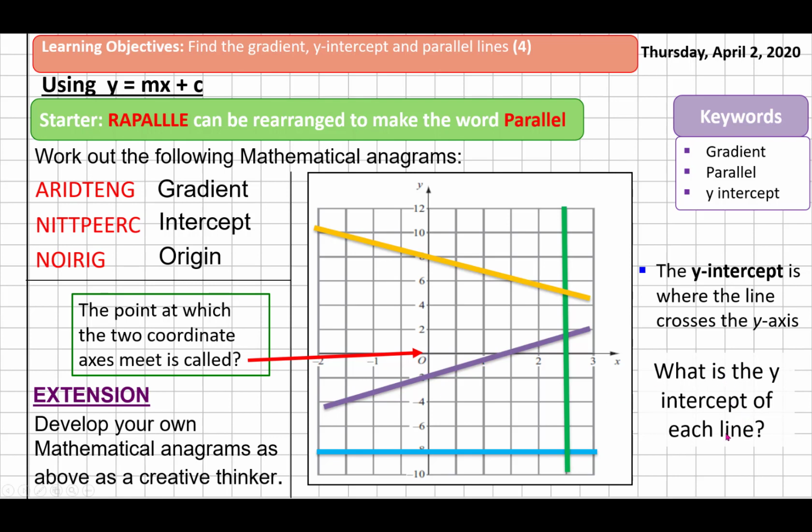What is the y-intercept of each line? I'm going to help you here. That's where it crosses the y-axis, so this is 8. This is minus 2. And that's minus 8. This doesn't cross the y-axis, so just say it doesn't cross it, because that is the line x equals 2.5.